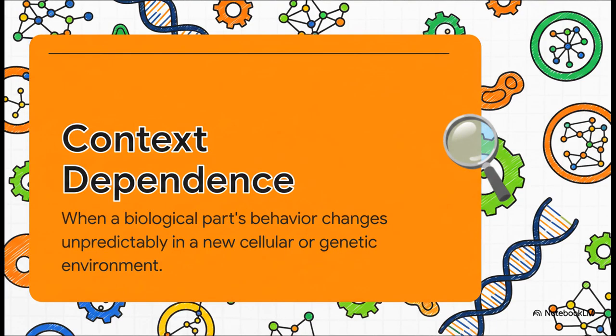This phenomenon is known as context dependence. The behavior of a biological part is not fixed. It can change depending on its surroundings. Everything from its position on the chromosome to the overall metabolic state of the cell can alter its function in ways that are difficult to predict.